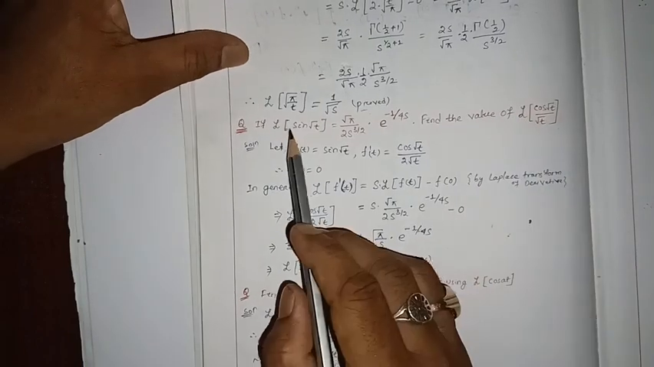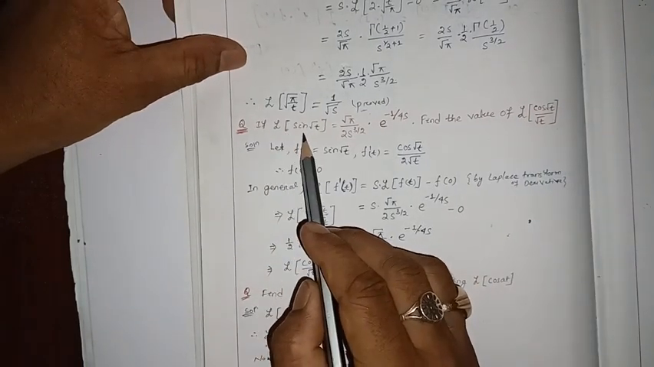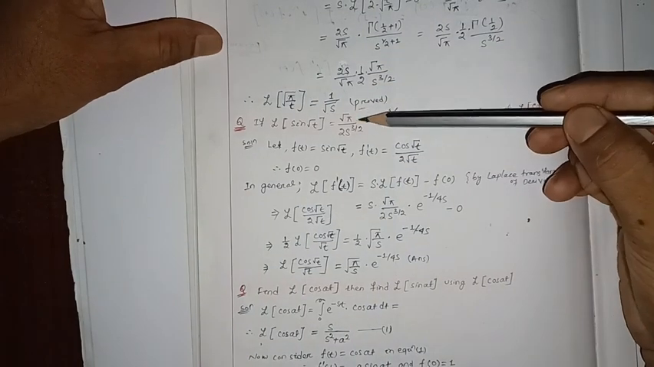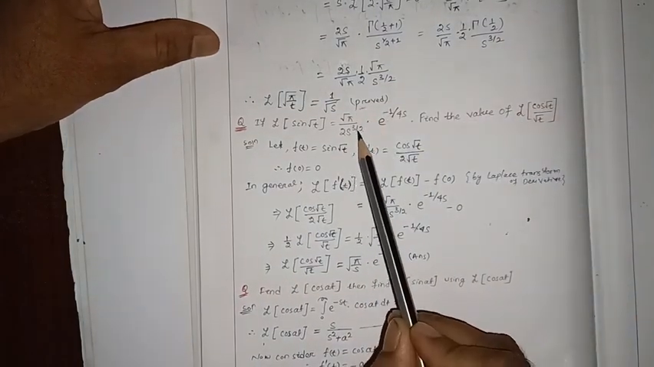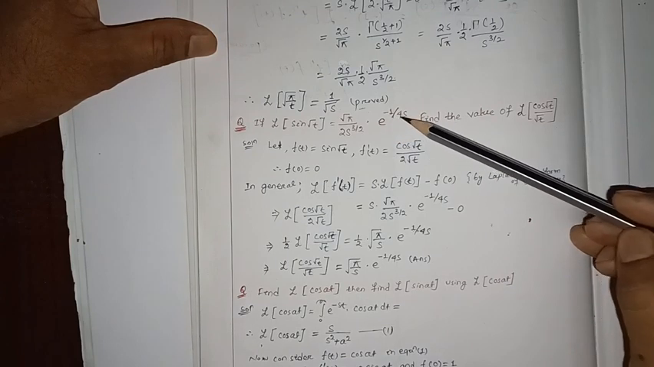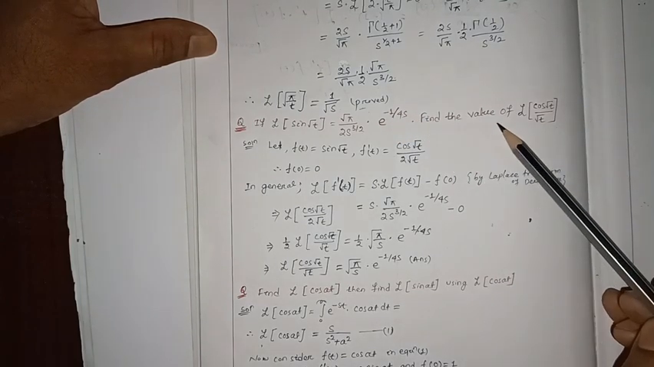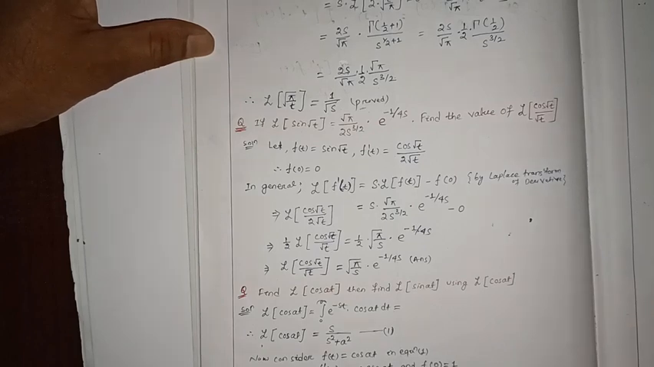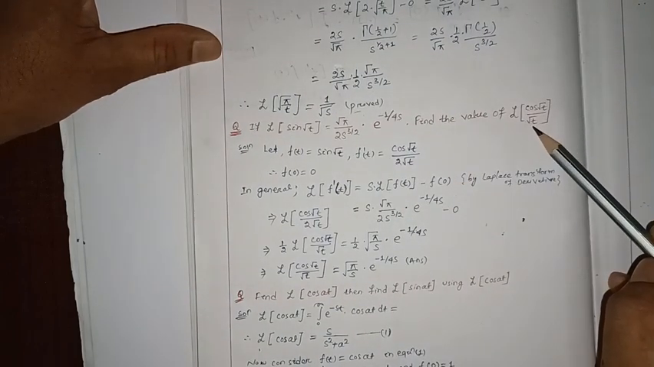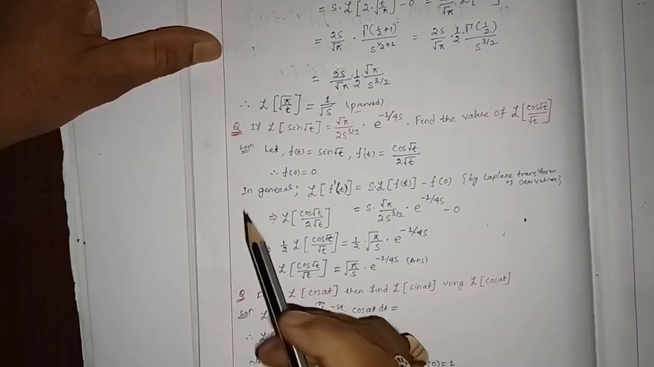Second question: if the Laplace transform of sin root t is equal to root pi by 2 into s to the power 3 by 2 into e to the power minus 1 by 4s, then find the value of the Laplace transform of cos root t by root t. So how are we going to solve it?